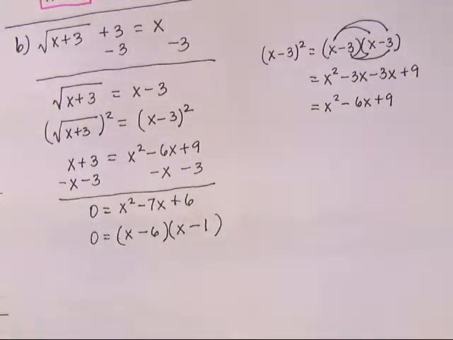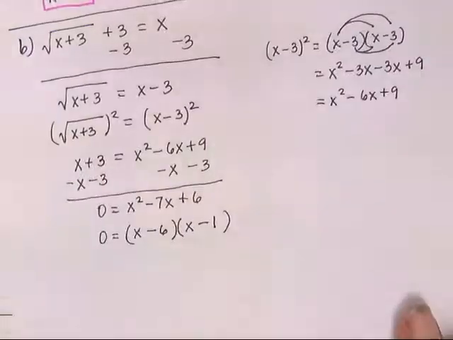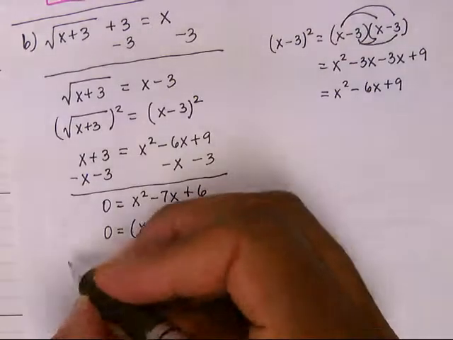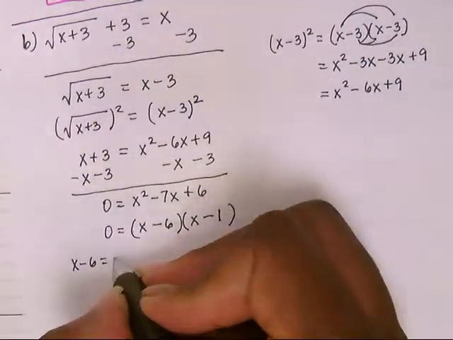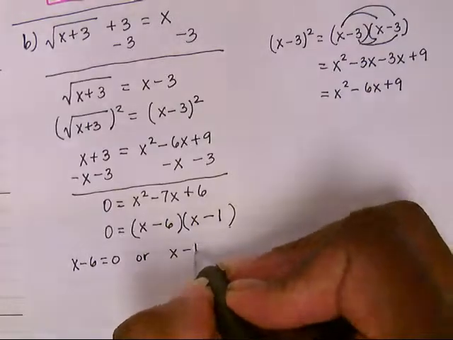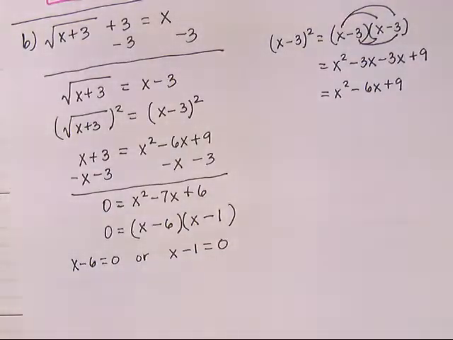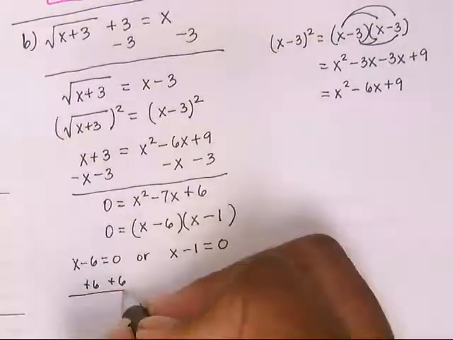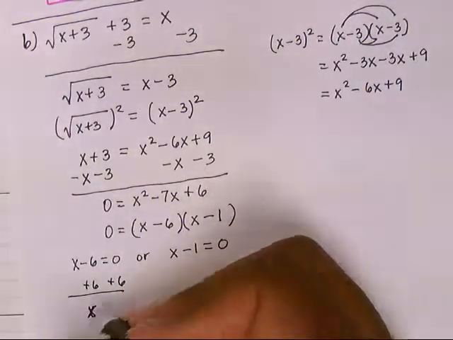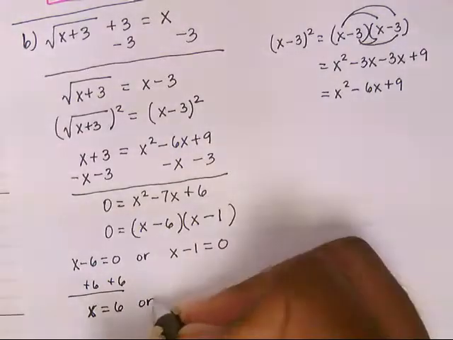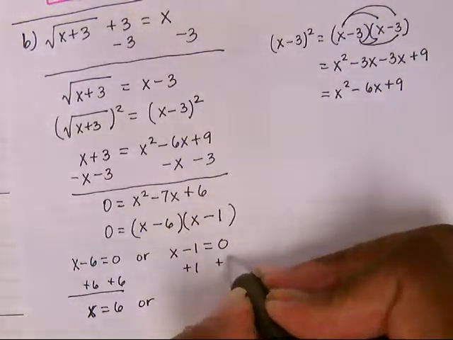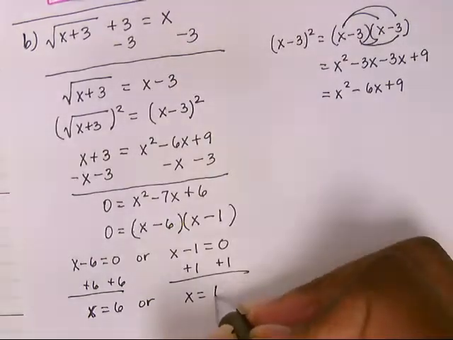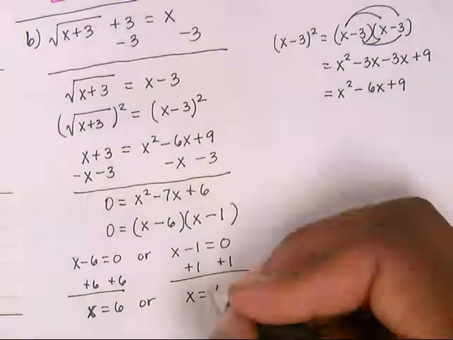And then we set each binomial factor equal to 0. So that means x minus 6 is equal to 0, or x minus 1 equal to 0. And then we solve each equation for x. So for the x minus 6 is equal to 0, if I add 6, you'll get x is equal to 6. Or for the x minus 1 is equal to 0, you'll get x is equal to 1.